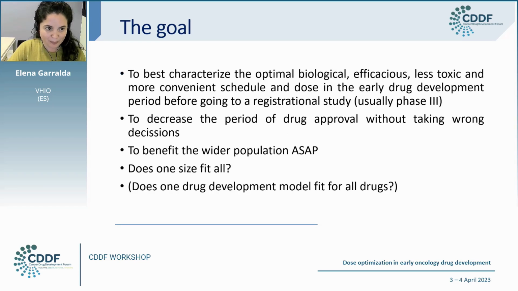So let's start with the goal. In reality, all of us who are dedicated to drug development and to doing phase 1, what we really want to do is to best characterize the optimal biological dose that is going to be efficacious, that is going to be less toxic, and that is going to represent the most convenient schedule and dose in the early drug development. And we want to do this, of course, in order to define this for further studies. We want to decrease the period of drug approval without taking any wrong decisions. We want to make good drugs reach our patients faster. And we want to benefit the wider population, once again, as soon as possible.